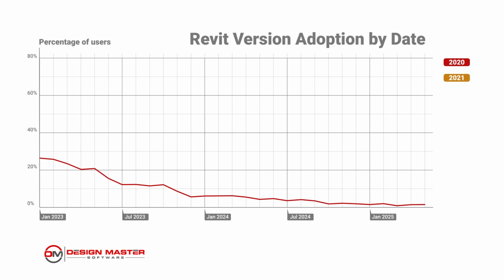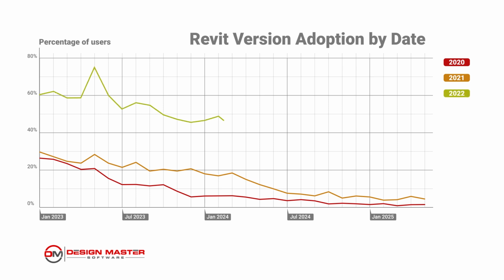Next, we can add Revit 2021. It's been out for 2.5 years at this point, and you can see that it's following a very similar pattern. Not a whole lot of people using it, and that number falling over time. Let's add Revit 2022. Oh, that number's a little bit different. You can see that it's been out for 1.5 years at this point. It has what is its peak popularity and falls off from here.